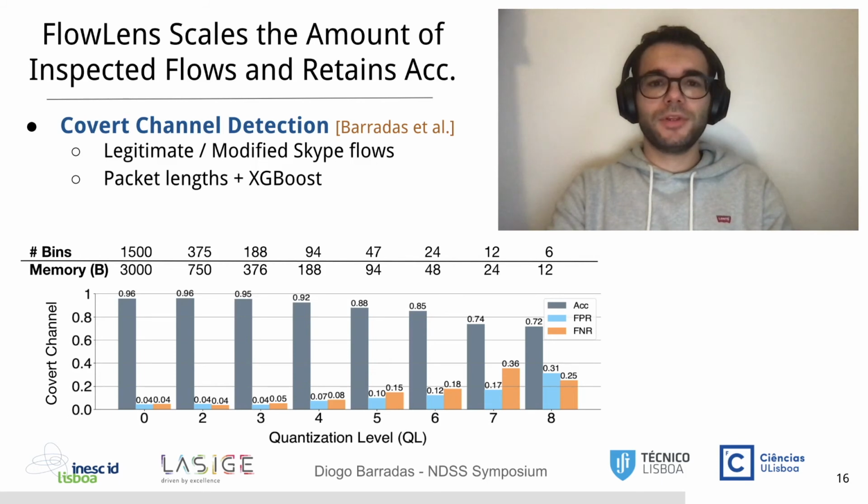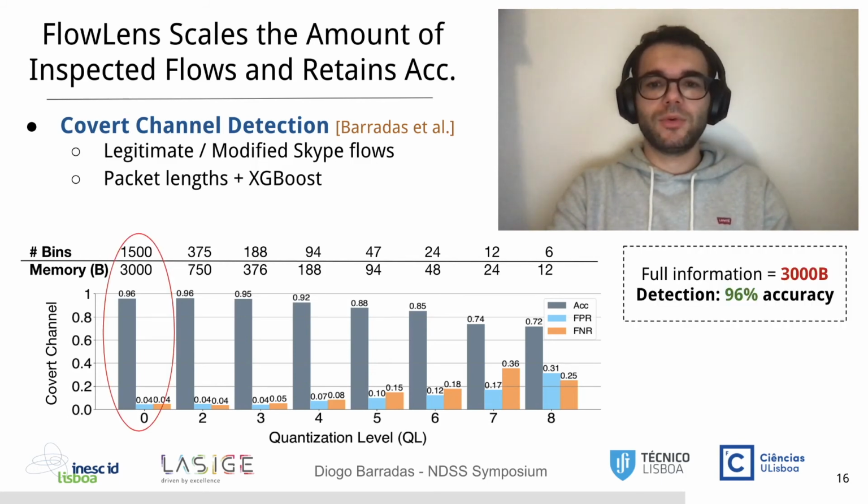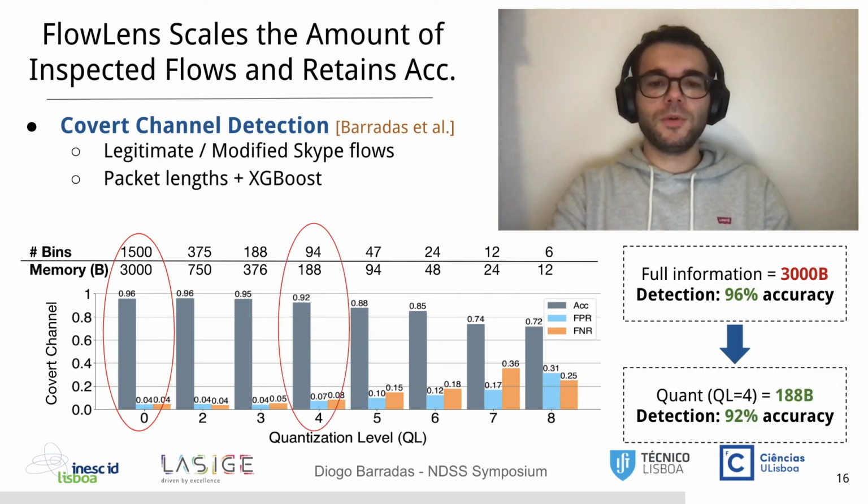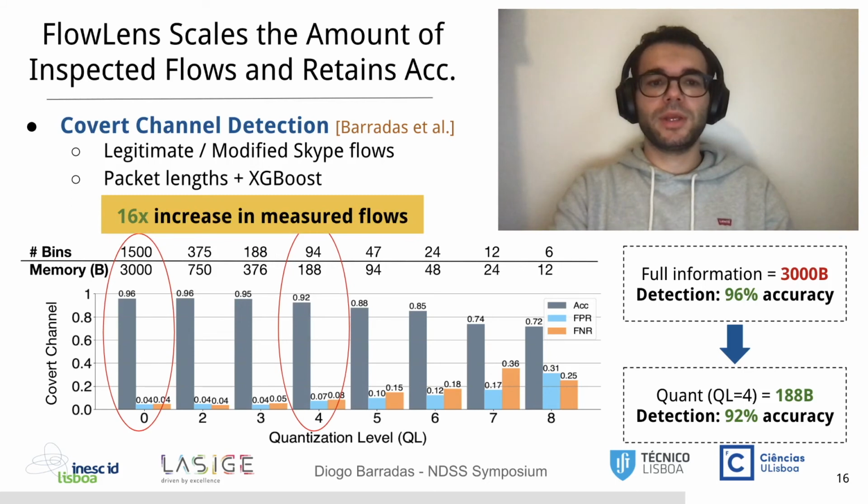Further, we can see that for detecting covert channels while using raw packet size distribution, we will use a flow marker of a size of 3000 bytes, and we will be able to detect covert channels with a 96% accuracy. We can also see that, for instance, using quantization level 4, we could shrink the size of this packet size distribution from 3000 bytes to just 188 bytes and still achieve a detection rate of about 92% accuracy. And in a nutshell, this actually means that we can have an increase of 16 times in the number of measured flows in the switch.